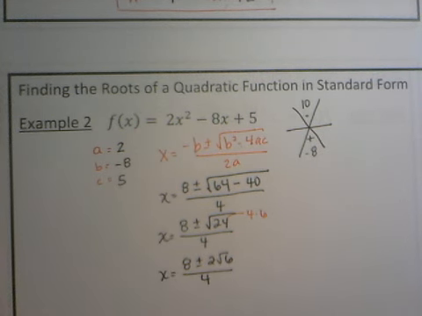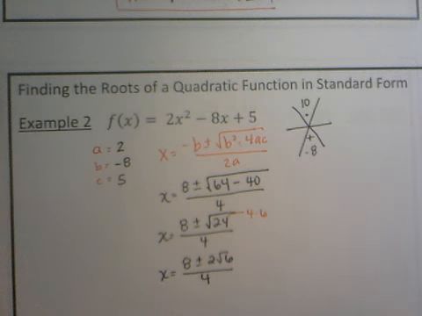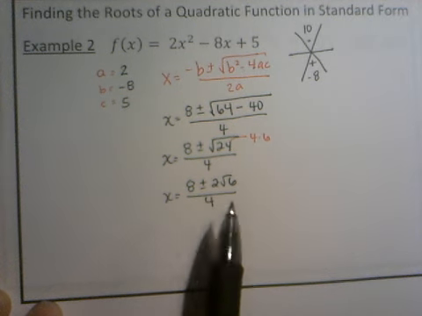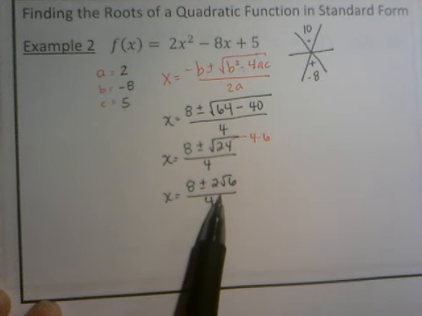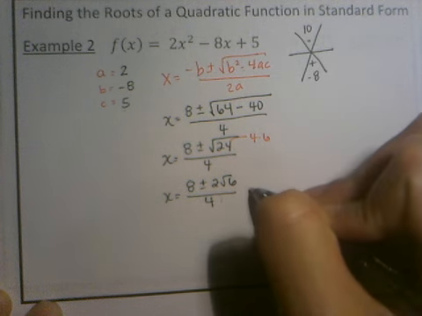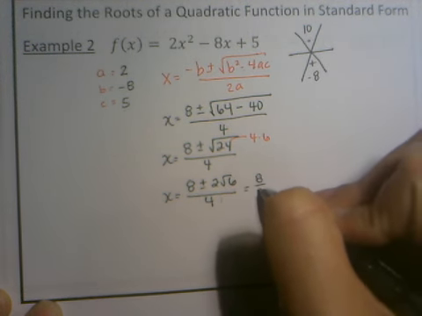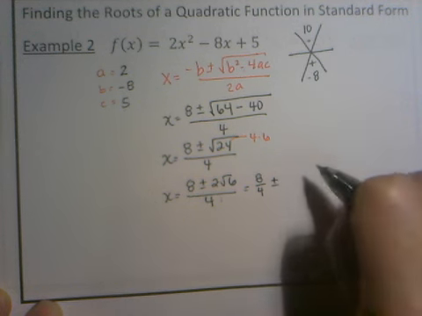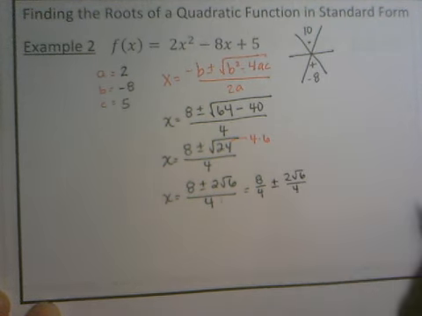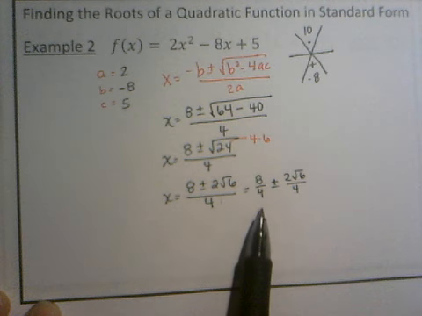From here, there's a couple different things that you could do first. What I would recommend is I would split this expression into two fractions because the 4 on the bottom belongs to both the 8 and the 2 root 6. And so if I split that into two fractions, we get 8 over 4 plus or minus 2 root 6 over 4.